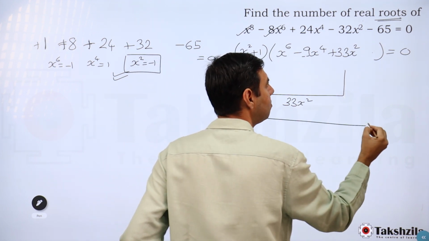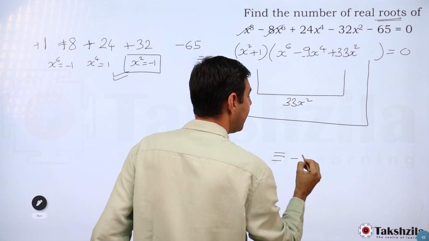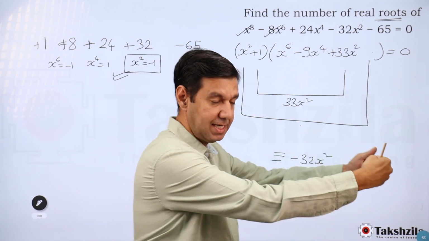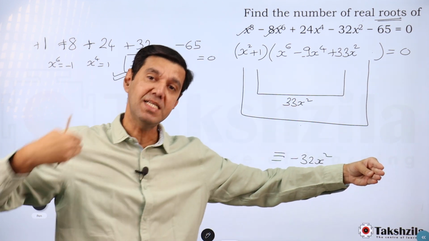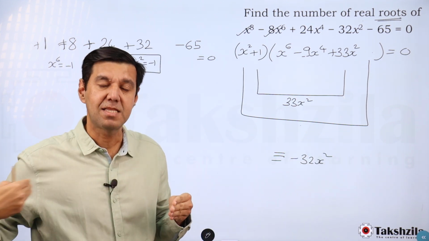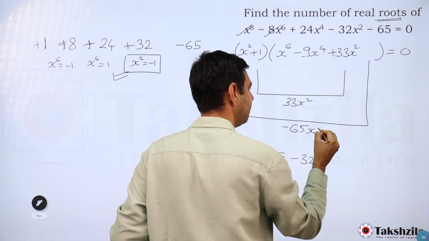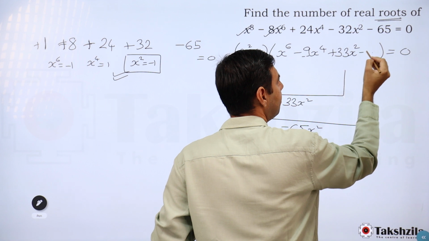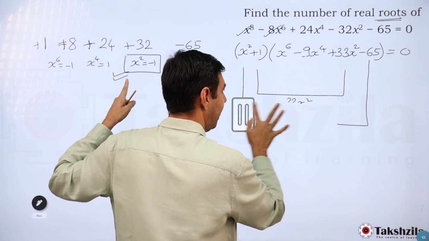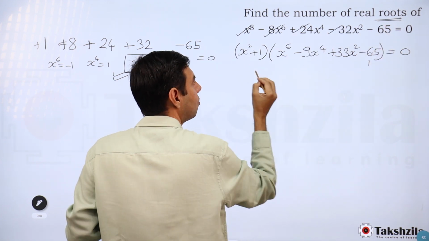X square into this constant will be something such that the net result is a minus 32x square. So you are standing at plus 33, you have to reach a minus 32. So that 33 you will come and a 32 more. So this is going to be a minus 65x square. This is x square, so this will be a minus 65.